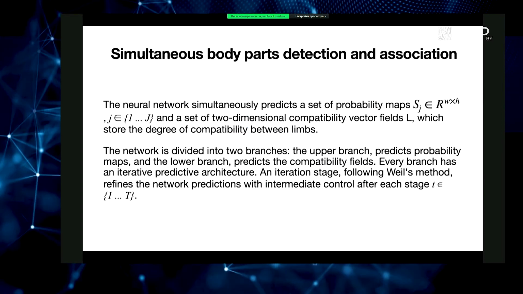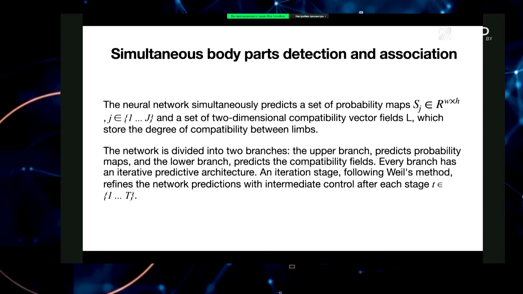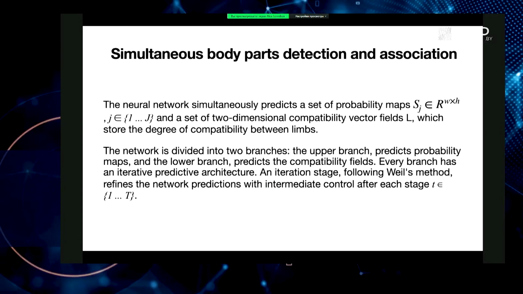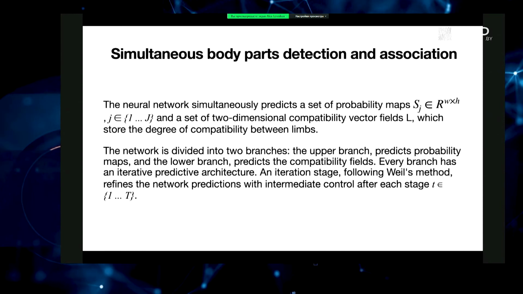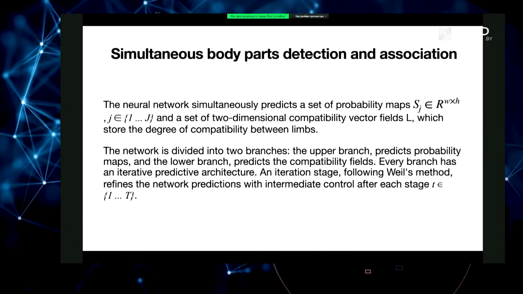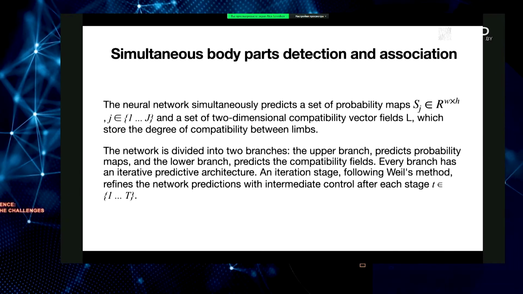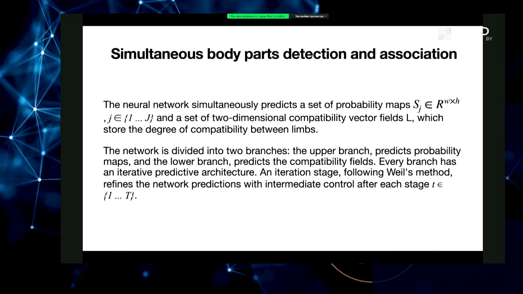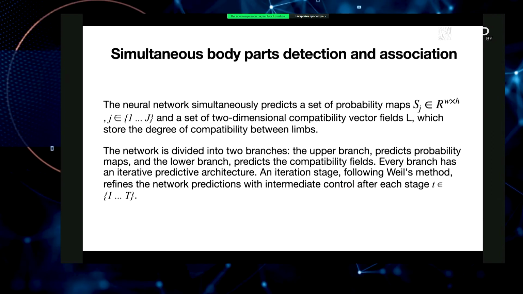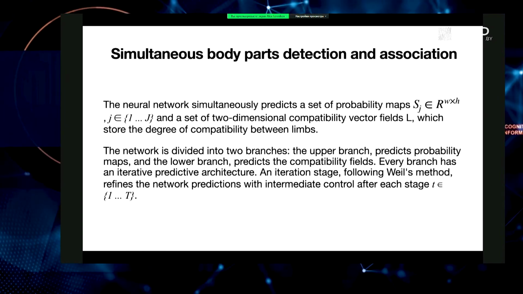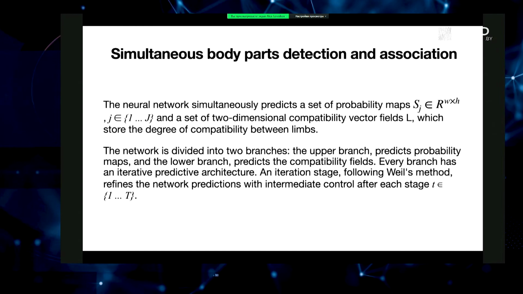So let's walk through these parallel algorithms that are used to predict body parts. The first one is the simultaneous body parts detection and association. Basically, the convolutional neural network predicts a set of probability maps, which is the first output. The second output is a set of two-dimensional compatibility vector fields, which store the degree of compatibility between limbs. What does it mean, and how does it help us understand?